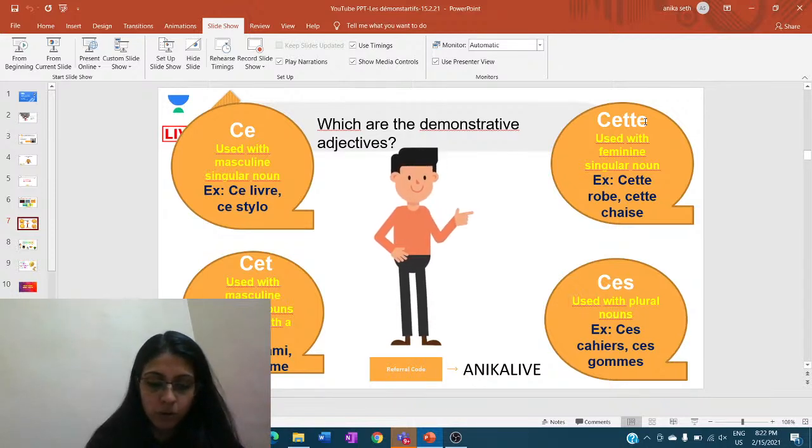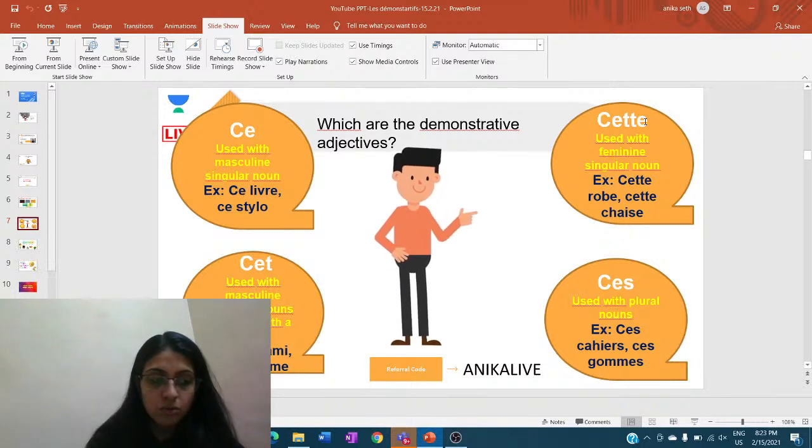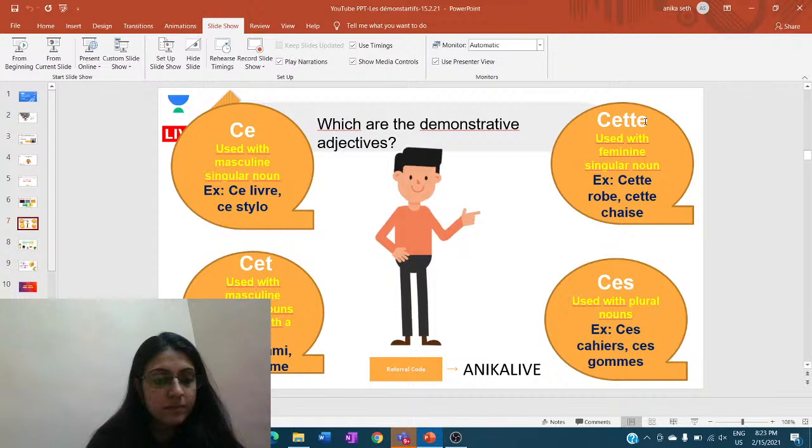One reason we have already given for the question why CE cannot be used for the masculine vowels is because it is ending with a vowel sound. Now what about CETTE? Here also E is coming at the end. So how do we use this with the vowel? Those who are connected in the chat, you can answer the questions.